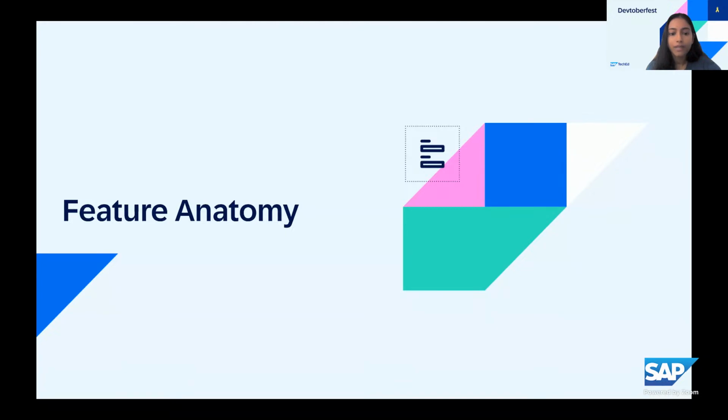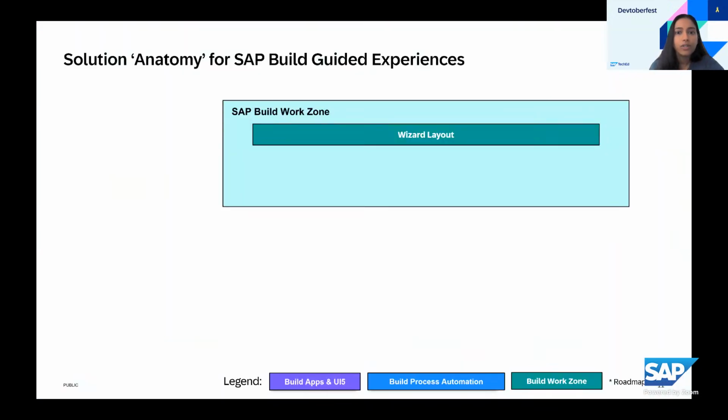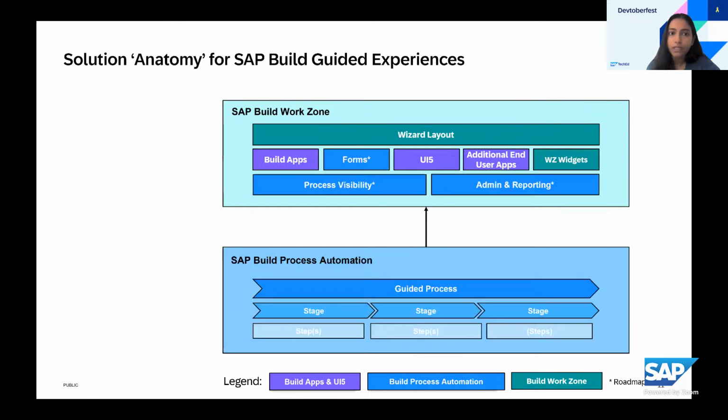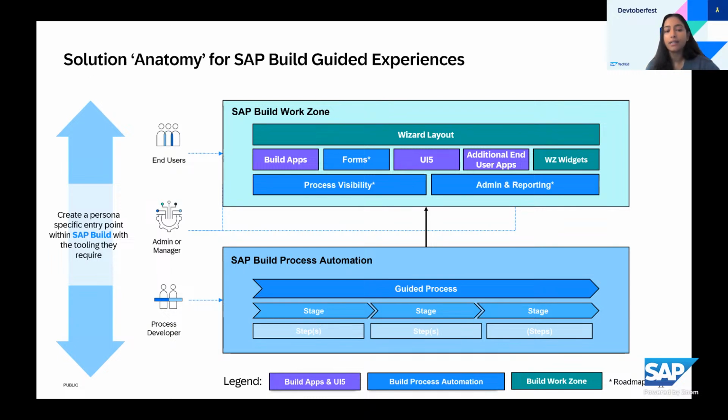And now coming to the feature anatomy. So the solution anatomy for Build guided experiences consists of Build Work Zone. With Build Work Zone, we would essentially be building the wizard layout. And this is then interlinked with Build Process Automation. So there's a tight handshake that happens between them.